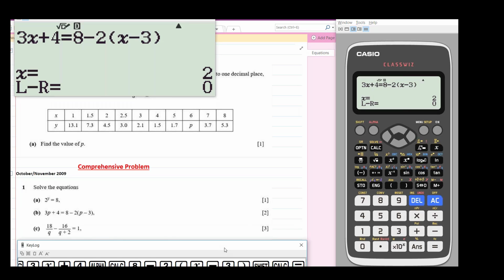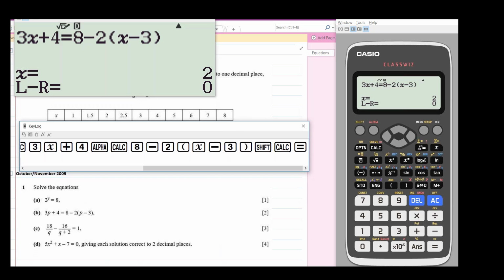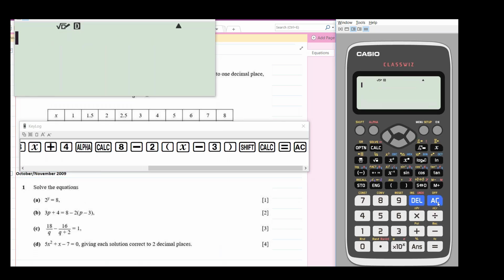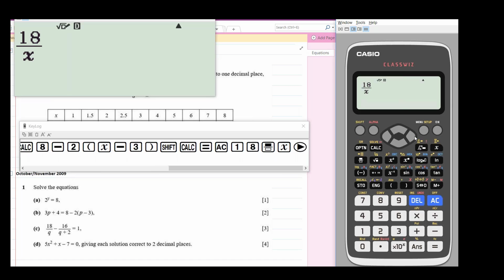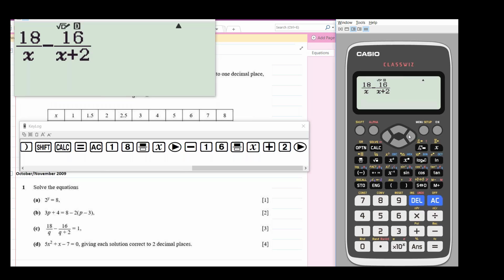Now let's see the other question. It's 18 over q minus 16 over q plus 2 equals 1. So 18 over x minus 16 over x plus 2 equals 1. So alpha and calculate, 1.